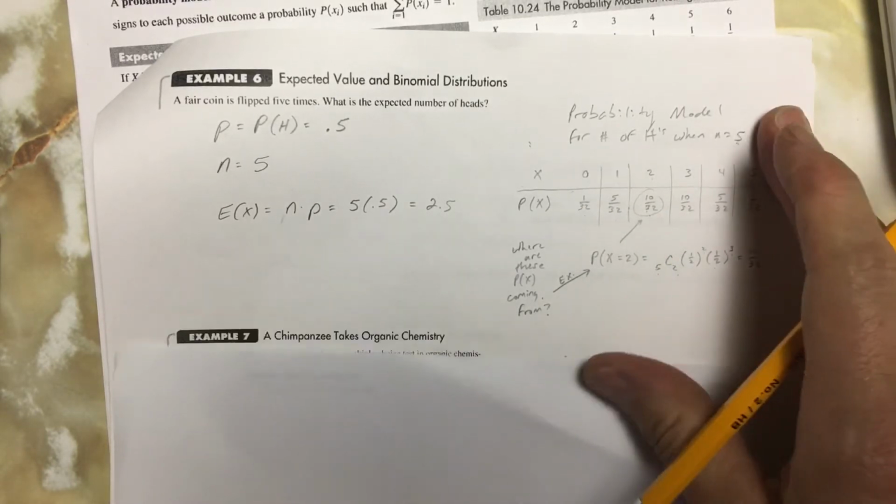Obviously, if this is a good probability distribution or good probability model, these have to add to 1. They have to, which they do.